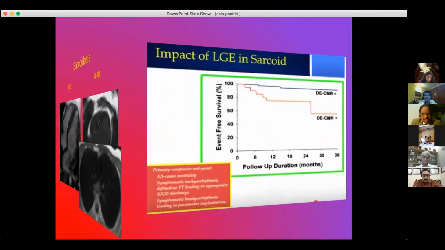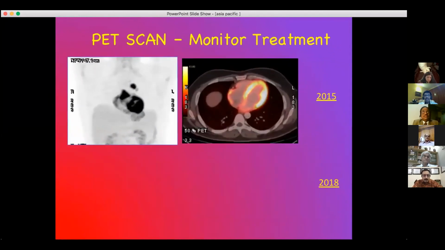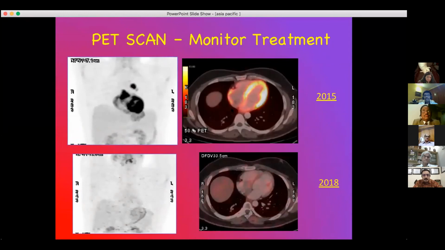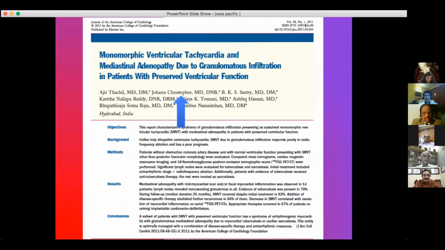So in sarcoidosis, again, the role of gadolinium helps in a big way. And if you add a PET scan to this, you will clearly see that when we started immunomodulators and steroids, there is a significant relief 3 years later. And this is a lot of work we've done on sarcoid.